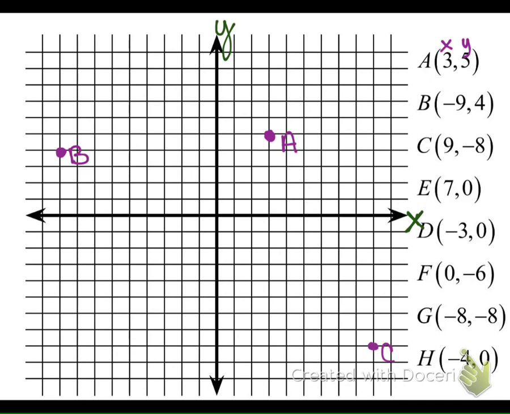And I'm doing the x first, right? So x runs left and right. What's my x value?